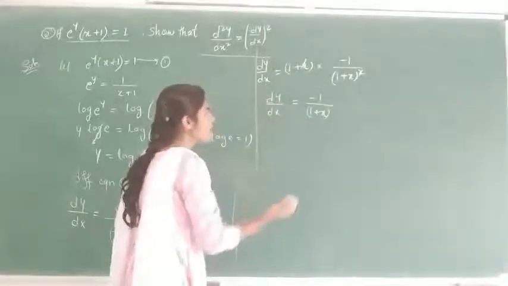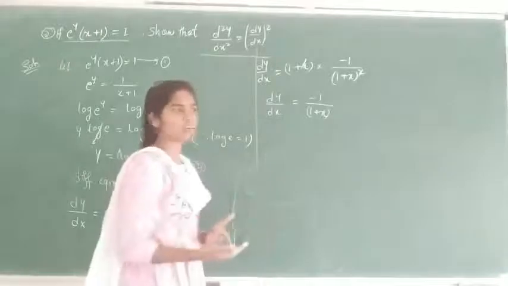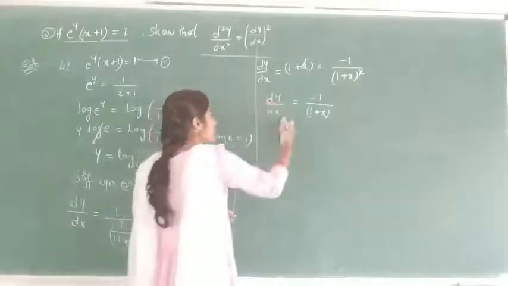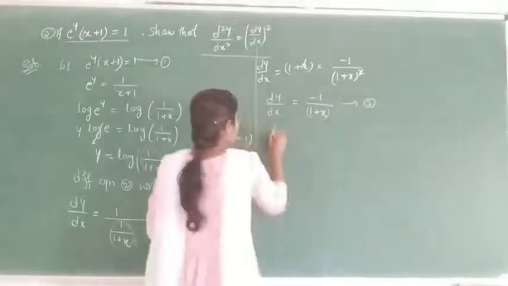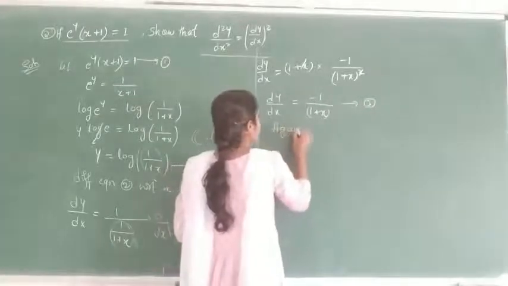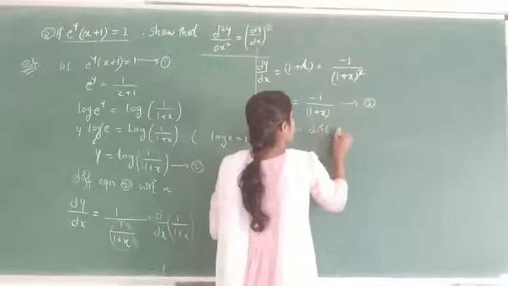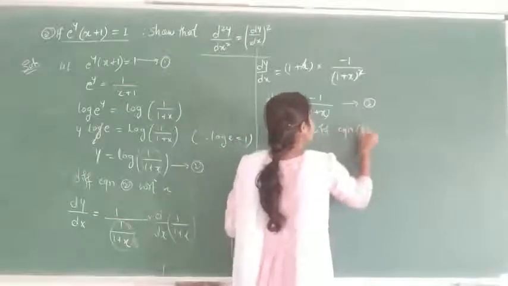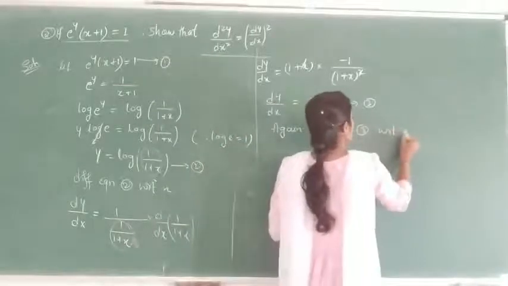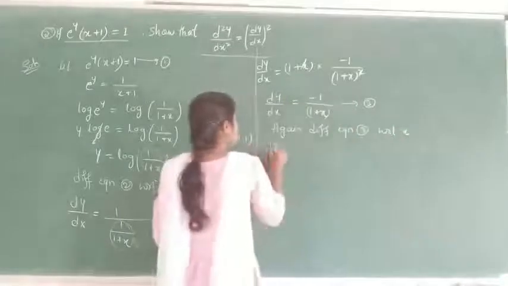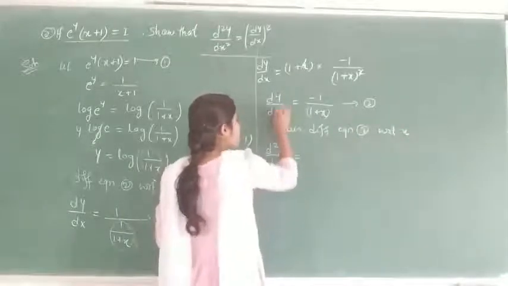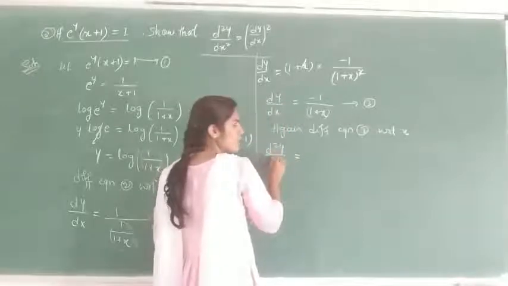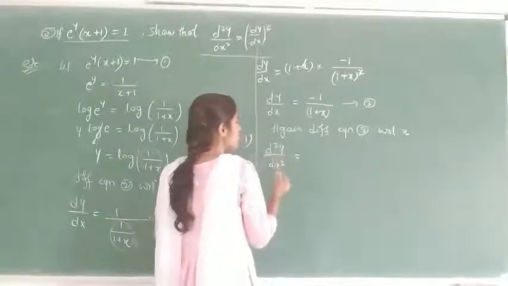We have to again differentiate. We are dealing with the second order derivative, which means we again differentiate this equation with respect to x. Again differentiate equation 3 with respect to x. So we get d square y by dx square. We differentiate dy by dx, that is d square y by dx square.